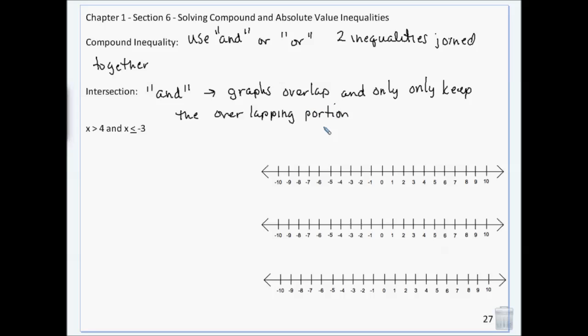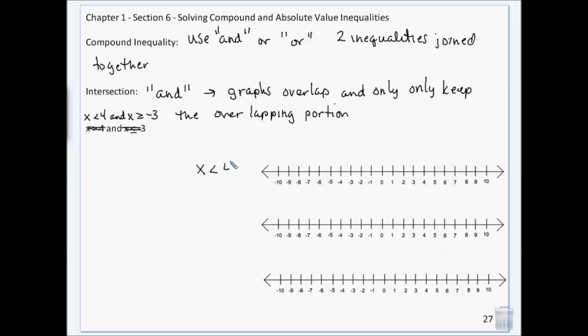Because if you think of an intersection of a road, the only part that's the intersection is the part where the two roads are crossing. So if I have x is greater than 4 and x is less than -3, well, x is greater than 4 would be the overlapping portion. I put these backwards. I'm sorry. This was supposed to be x is less than 4 and x is greater than or equal to -3. So if you could fix my typo for me.